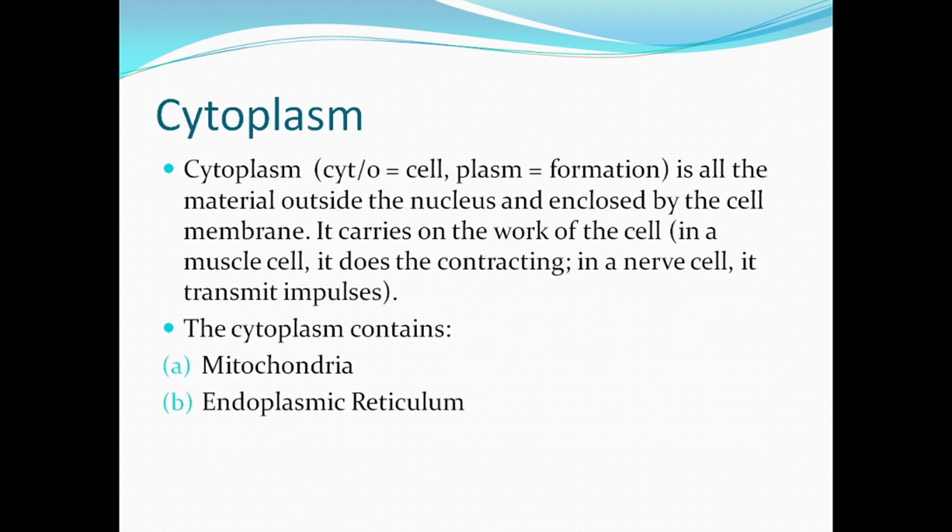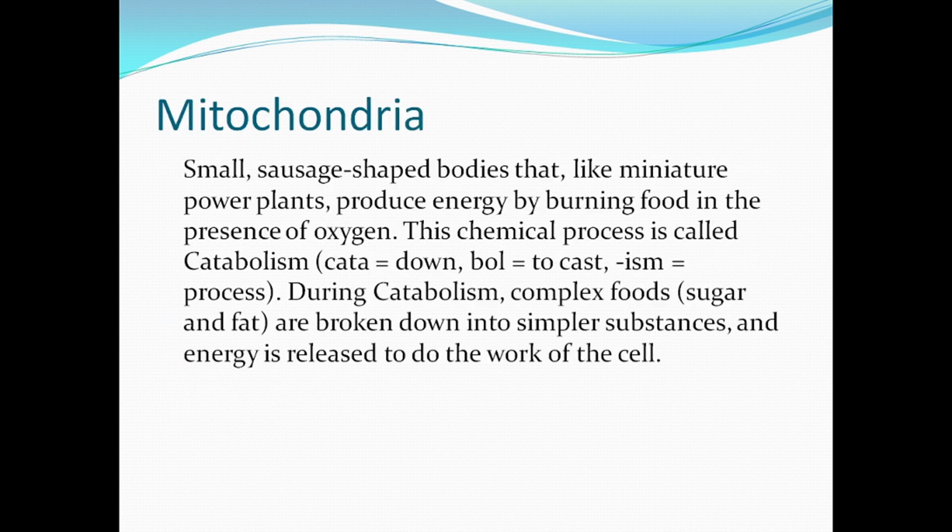Cytoplasm. Cytoplasm is all the material outside the nucleus and enclosed by the cell membrane. It carries on the work of the cell. If it is in a muscle cell, it does the contracting. If it is in a nerve cell, it transmits the impulses. The cytoplasm contains mitochondria and endoplasmic reticulum.